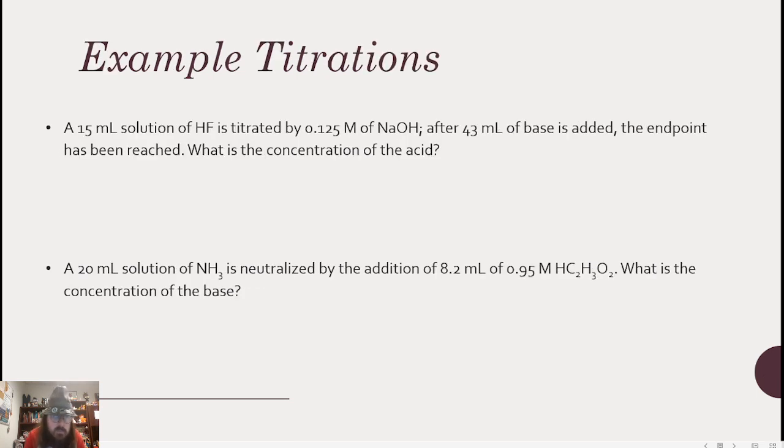Now, this last problem. If I titrate a 15 mL solution of HF by 0.125 M of NaOH, 43 mL of base, we want to know what is the molarity of the acid. And that's one problem. The other one is 20 mL of NH3 is neutralized by the addition of 8.2 mL of 0.95 molar acetic acid, and we want to know what's the molarity of the base.